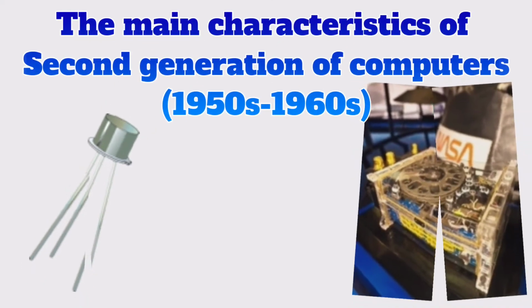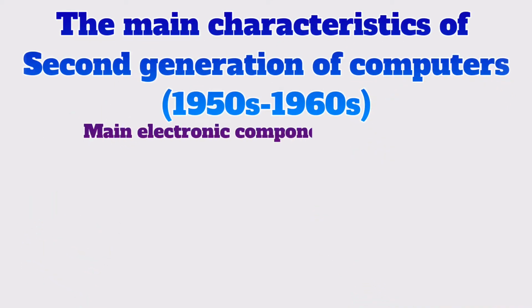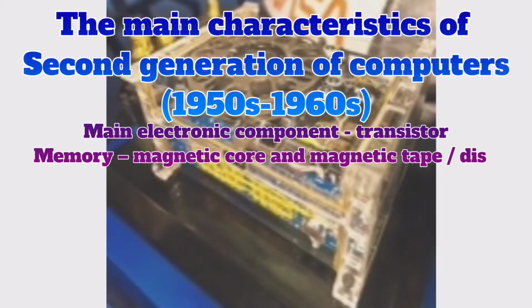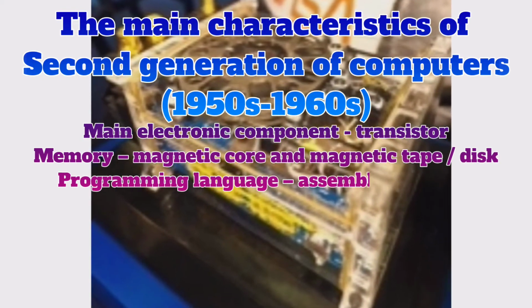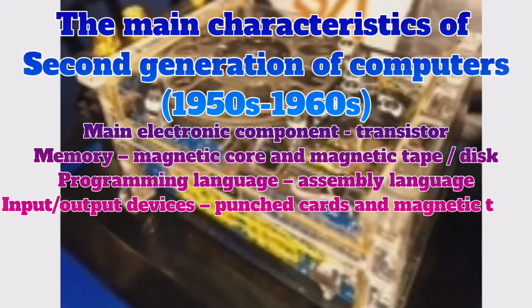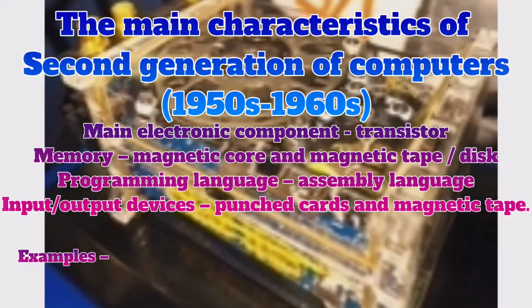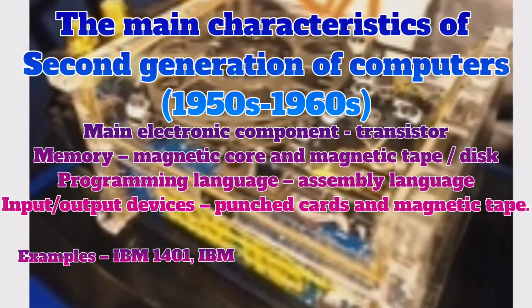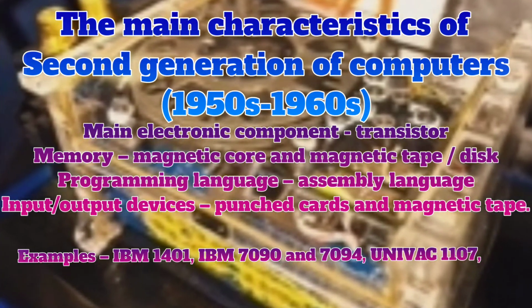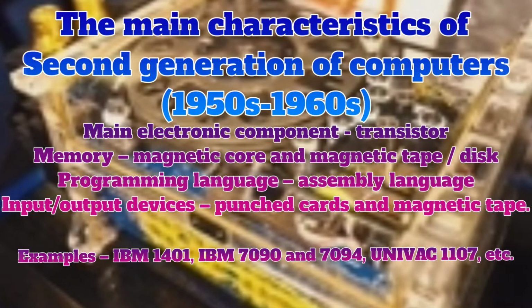The main characteristics of the second generation of computer, 1950 and 1960: Main electronic component, transistor. Memory, magnetic core and magnetic tape, disks. Programming language, assembly language. Input device, punched card and magnetic tape. Example of IBM 1401, IBM 7090 and 7094.